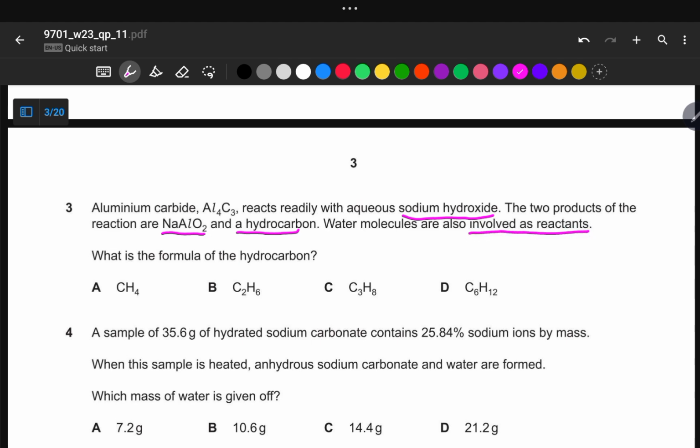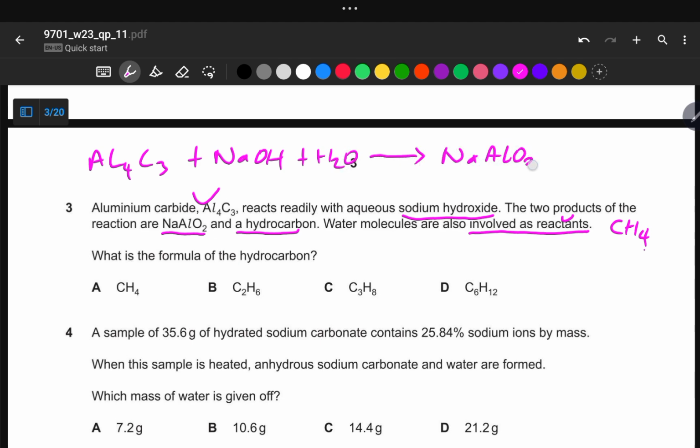So what is the formula of the hydrocarbon? We are told that water is a reactant. So whenever aluminium carbide reacts with water, we are going to form methane, right? So this is the hydrocarbon we are going to form. They react according to this equation. So it's aluminium carbide plus sodium hydroxide plus water. We are told water is also a reactant. So we are going to have sodium aluminate plus a hydrocarbon, which is methane, right?